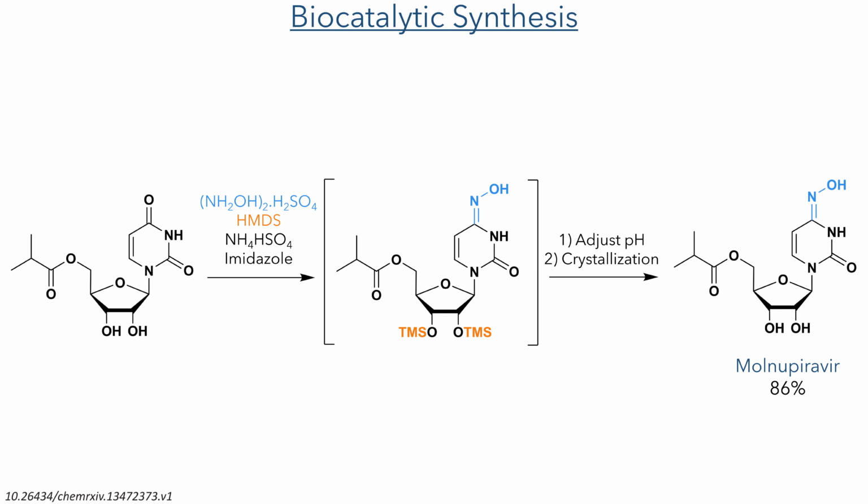Overall, this new method is much more efficient than the previous route, producing molnupiravir in only 3 steps with only 1 isolated intermediate, and producing the product in a high yield and purity, thanks to the novel biocatalytic cascade incorporating an innovative phosphate recycling system.